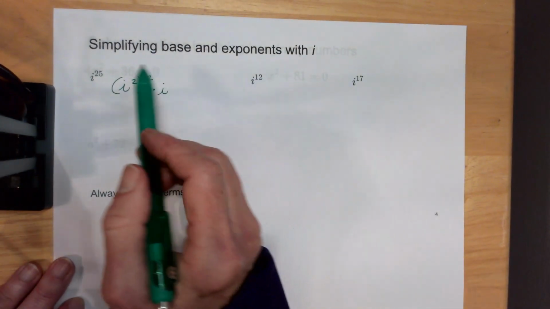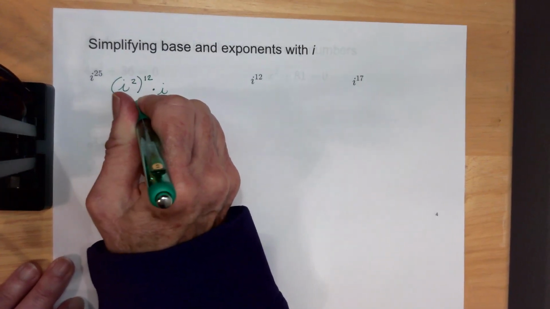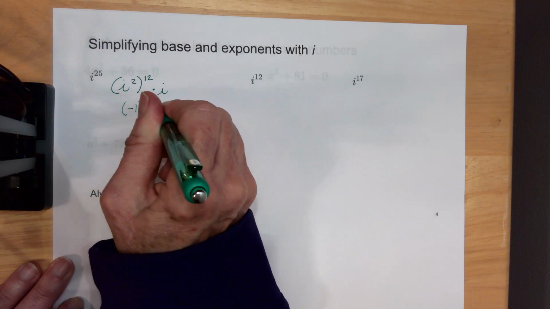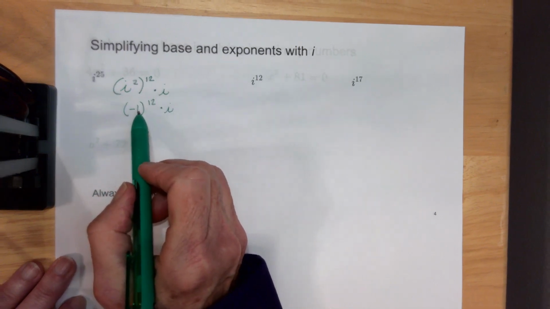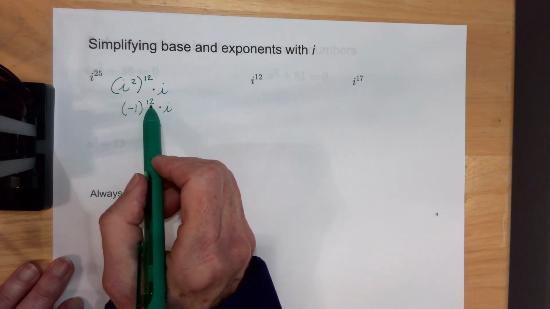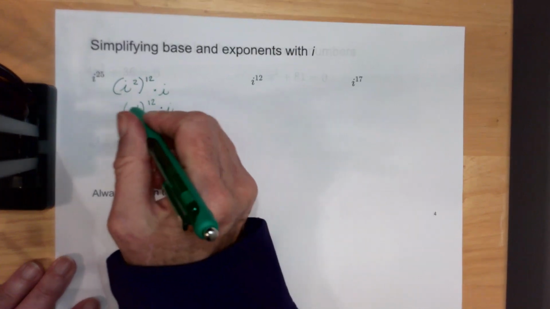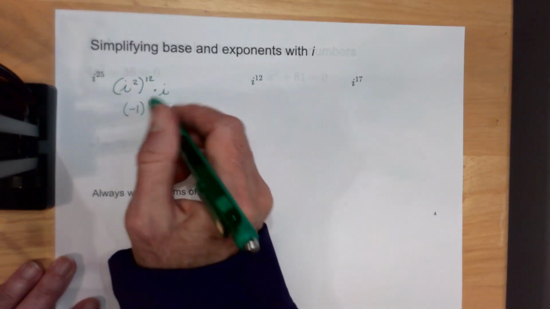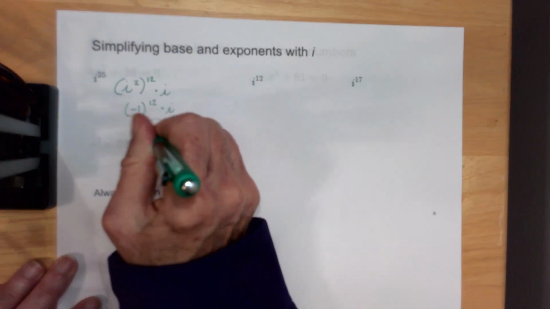So if you look at i squared as -1, anytime I have -1 raised to an even power, I'm going to lose my -1. But if I have -1 raised to an odd power, I'm going to keep my negative. So this is going to be -1 to the 12th power is 1. 1 times i is i.